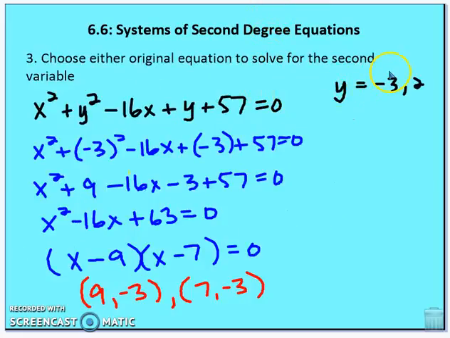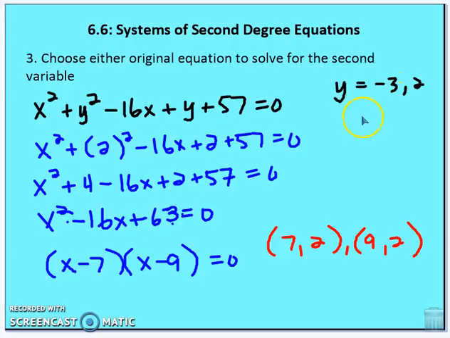All right, so now we're going to take the value of negative 3. We're going to substitute it back into either equation and solve. x squared plus (negative 3) squared minus 16x plus negative 3 plus 57 is equal to 0. I'm going to simplify, combine like terms. Again, I have a quadratic, which I'll factor. I end up with two solutions. So (9, negative 3) and (7, negative 3).